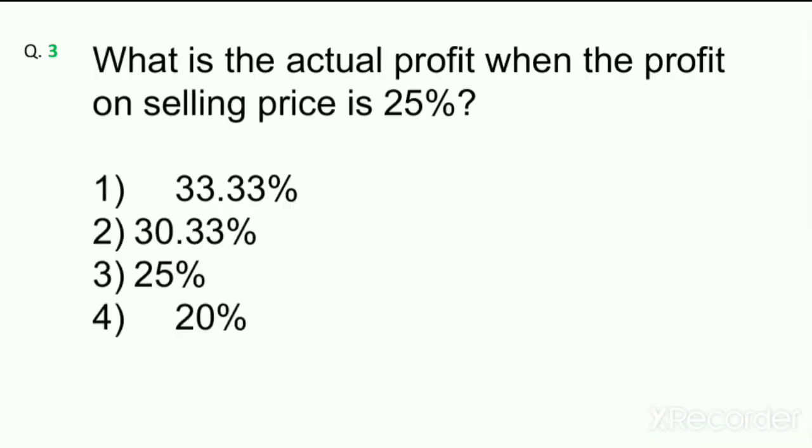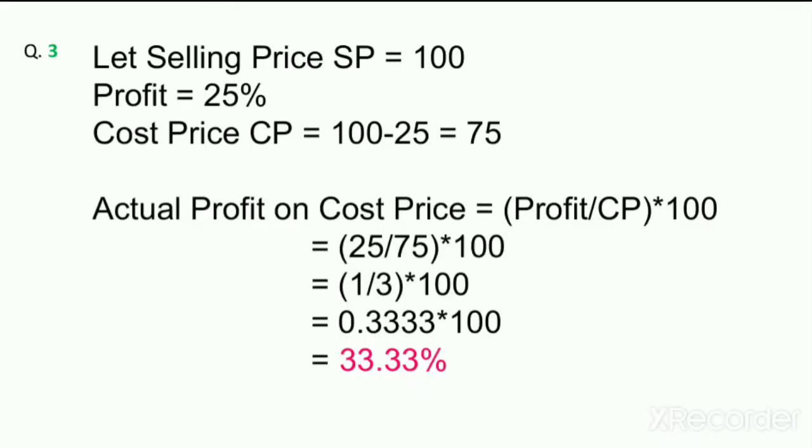And next question: what is the actual profit when the profit on selling price is 25%? So for this let the selling price be 100 rupees, then profit is 25, then the cost price is equal to 100 minus 25, means 75. Actual profit on the cost price means profit by cost price. So here 25 by 75 into 100, that is 33.33%.